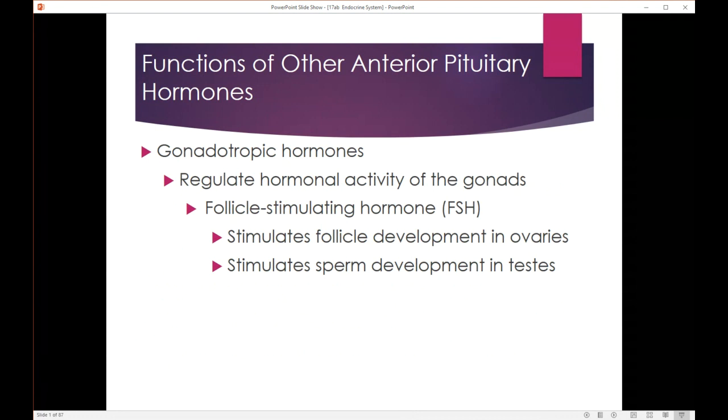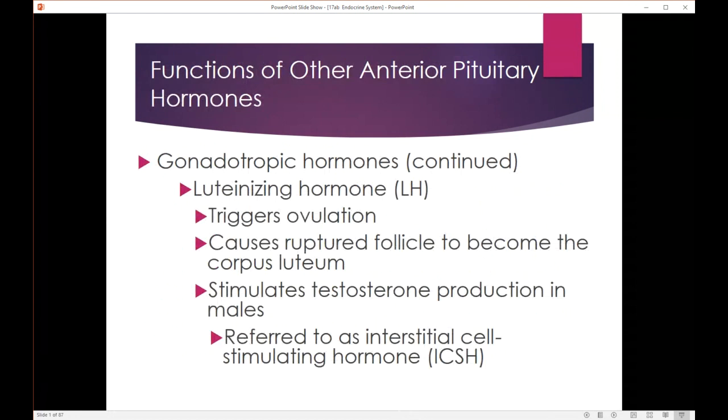These regulate the hormonal activity of the gonads. So we have follicle stimulating hormone, or FSH. That's going to cause our follicle development in the ovaries, and we stimulate our sperm development in the testes. But we also have luteinizing hormone that fits into this gonadotropic hormone. It triggers ovulation in females. It causes ruptured follicles to become what's called the corpus luteum. We're going to talk about that in great detail when we get to our reproductive system, and it's going to stimulate testosterone production in males. It's referred to as interstitial cell stimulating hormone, or ICSH.